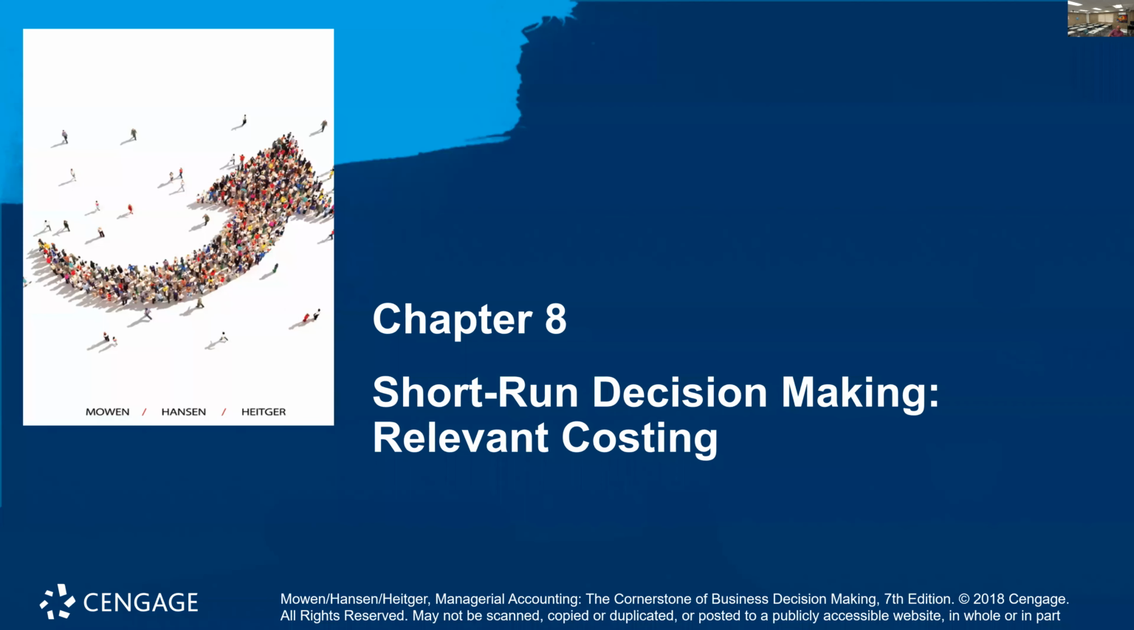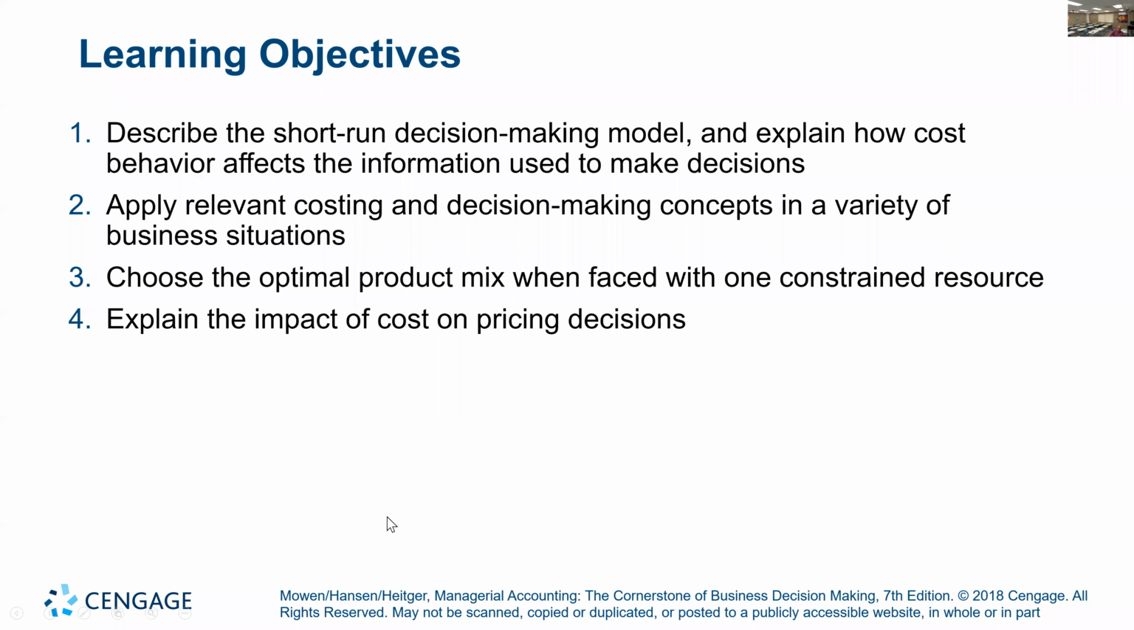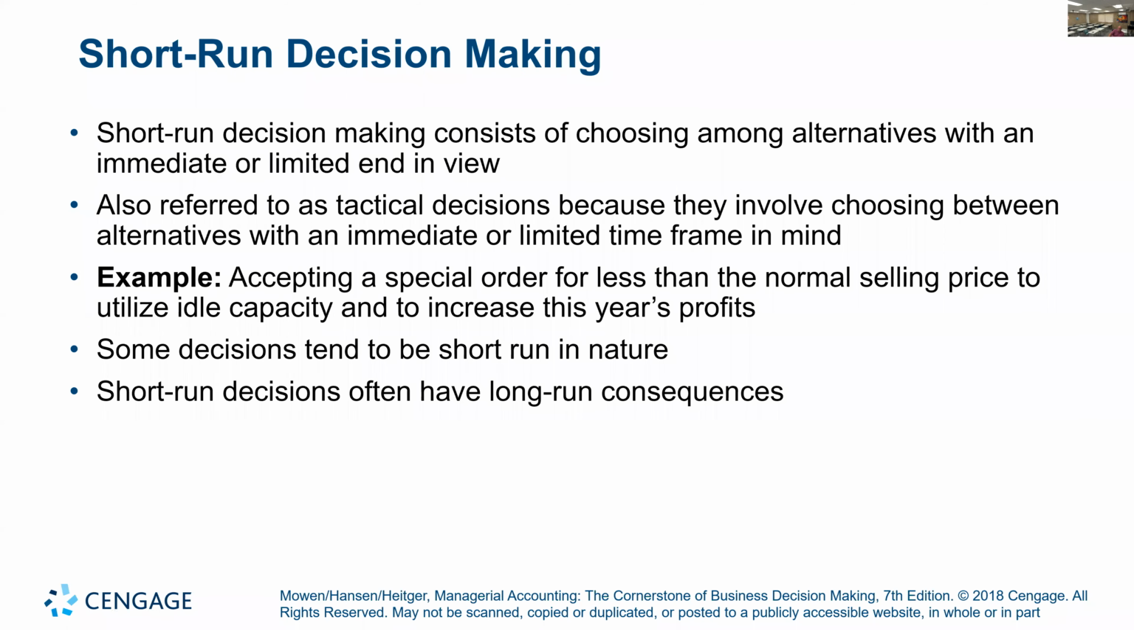Basically, we're going to be talking about short-run decision making. It could also be known as operational decision making. Some books will call it differential analysis. We are going to understand the decision-making process, and then we are going to look at several different types of decisions and be able to pull out the relevant costs and so on.